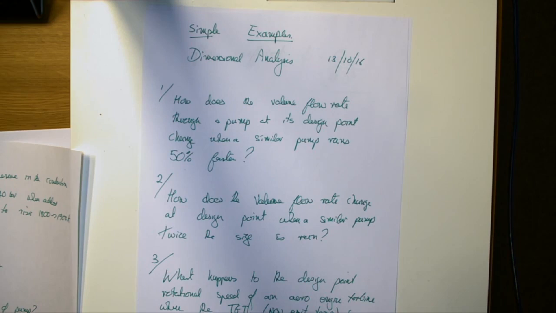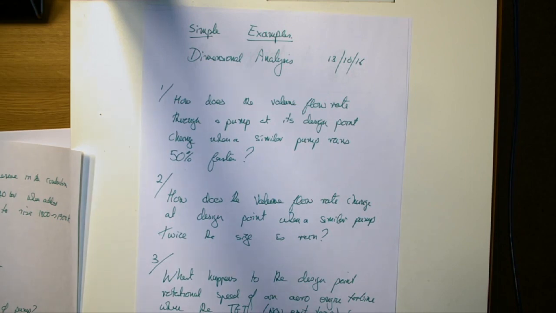Well, again, we use the same thing, but this time we write Q over ND cubed over Q over ND cubed. And what is 2 cubed? Oh, that's 8. And 8 is the answer. It's going to be 8 times the flow rate because the pump is twice as big. And it's D cubed in the non-dimensional group.